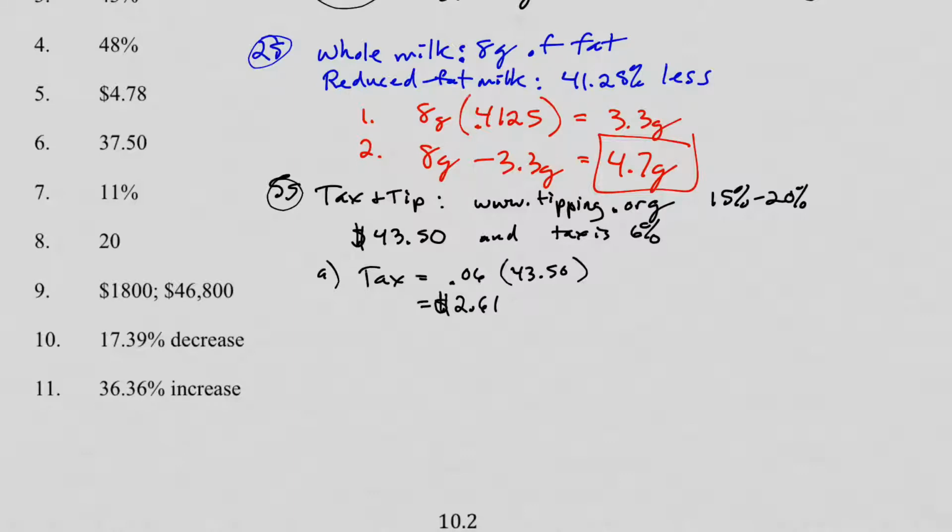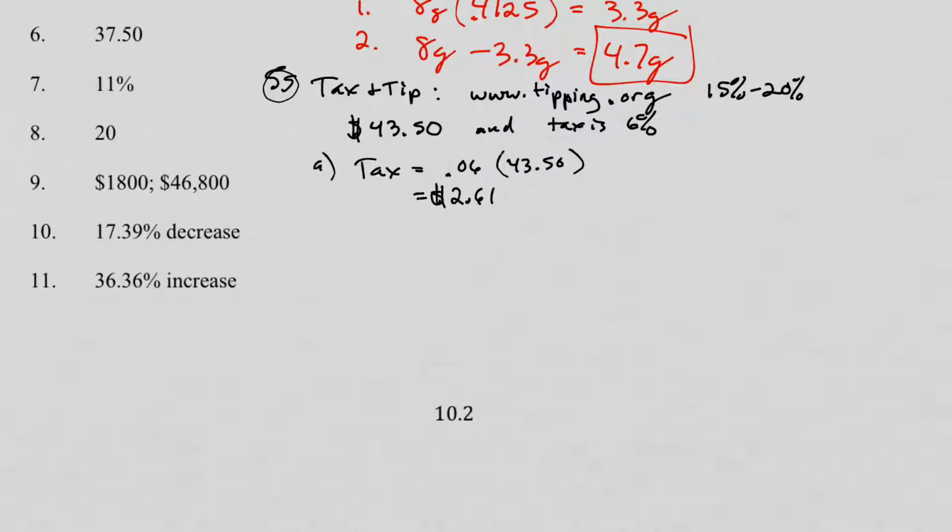Okay, so that has to be added to the bill. Next question for number 55 is, if the Leesburgs decide to tip 15% of the pre-tax bill, how much is the tip? So basically that's going to be 0.15 times the pre-tax bill, and that's going to equal $6.53. Okay, so we have the tax, we have the tip.